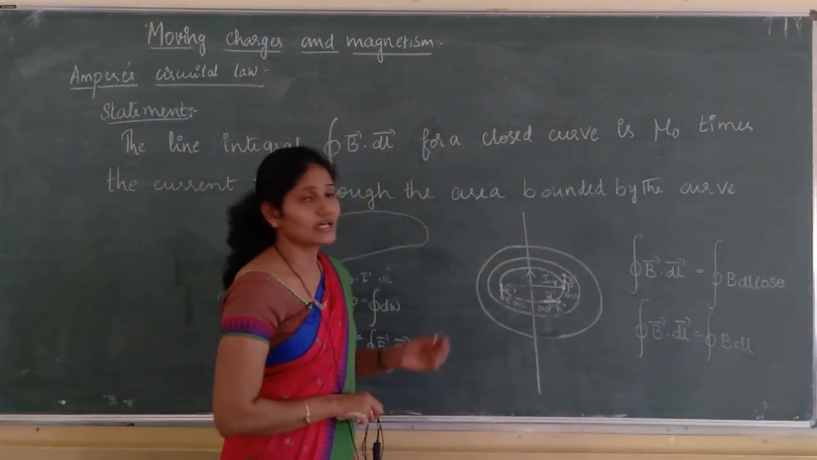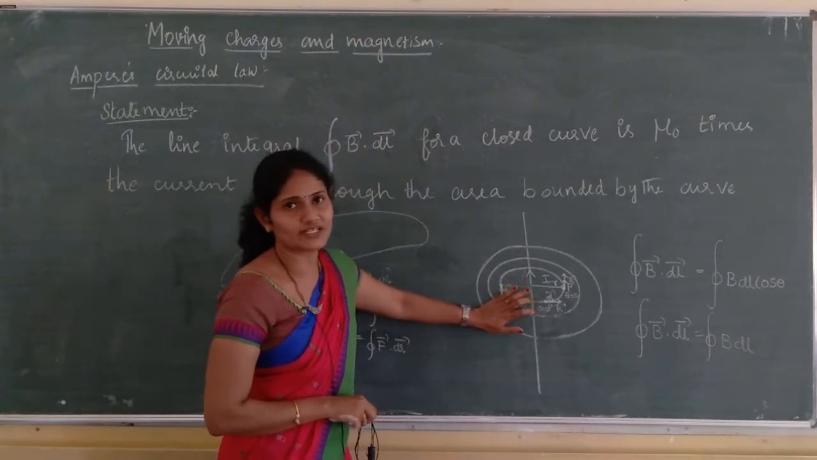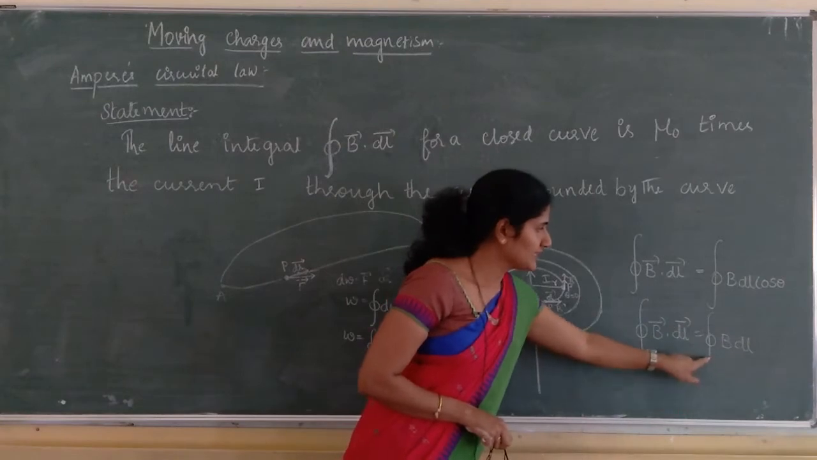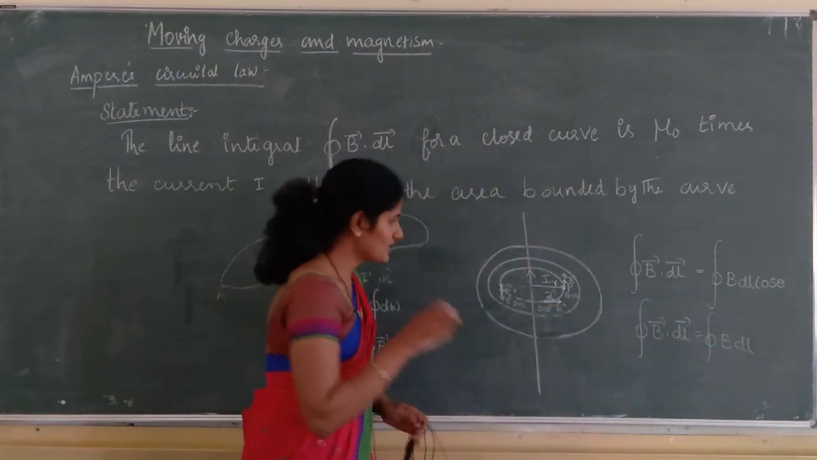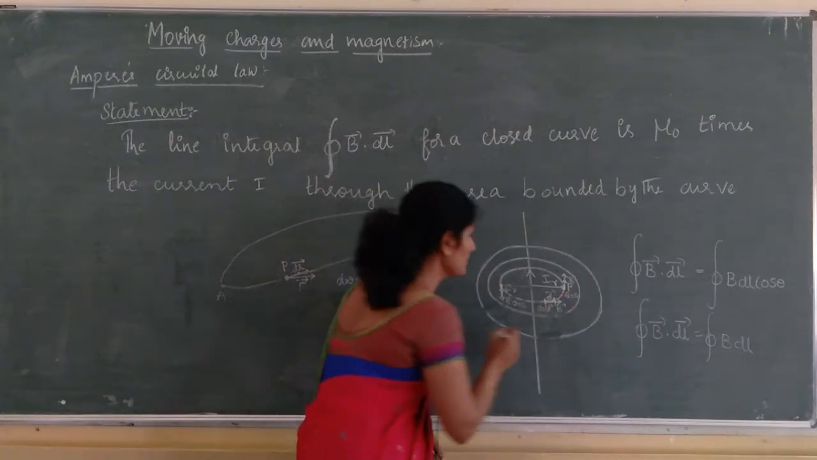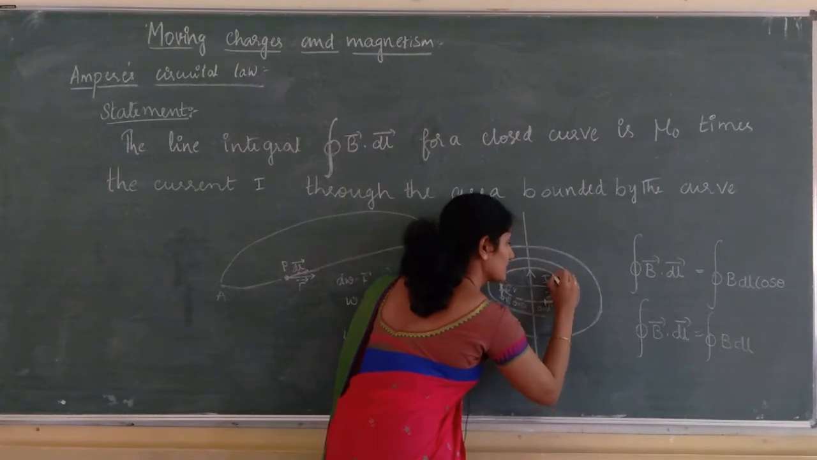B is nothing but the magnitude of the magnetic field. So, the magnitude of the magnetic field is constant in this example. Integration of dl. What is dl? dl is an infinitely small line element. So, this is dl.